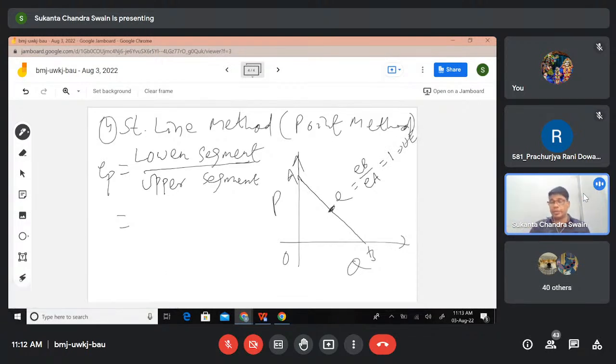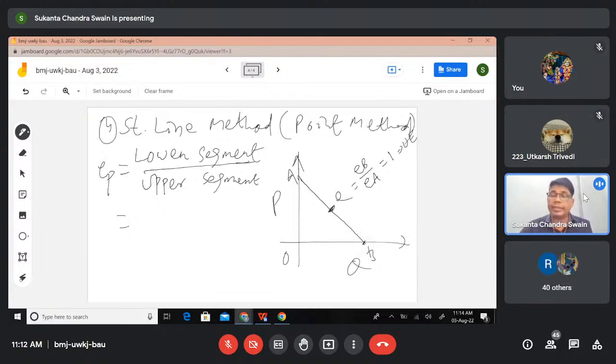If E is the midpoint of demand curve AB, then at that point, EP will be 1, because the lower segment is EB and the upper segment is EA. Because of the midpoint both are the same, therefore it is coming 1, unitary elastic demand. Is it clear? Yes, sir. Then go to the point B.